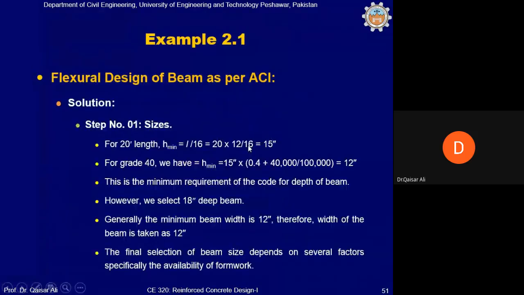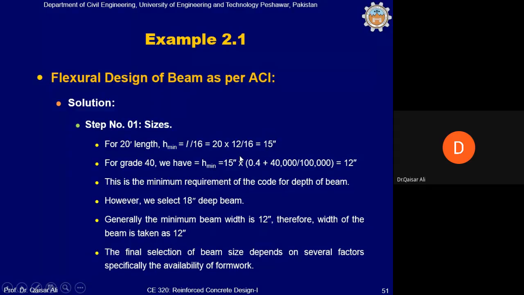So L by 16 is the equation for the depth of the beam. We will use this L by 16 for the depth of the beam. This is 20 divided by 16. To convert this into inches, we will multiply this by 12. You can do this calculation yourself. So 15-inch total depth of the beam, at least 15 inches is required.